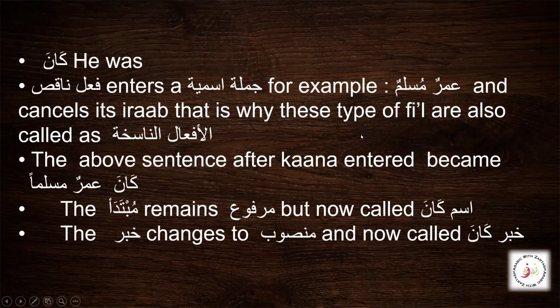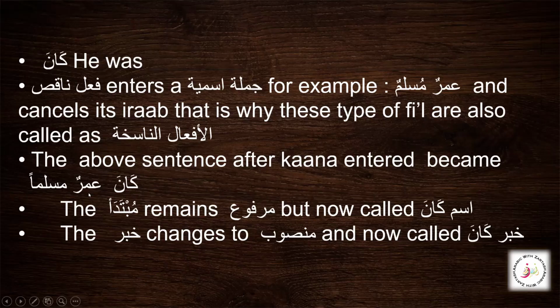So the above sentence, Umarun Muslimun, when kana enters it, will become Kana Umarun Muslimanan. Here you see the change in their i'rab. So how are we going to call them? The mubtada, this is Umar, remains marfu, Umarun, but now is called the ism of kana. And the khabar changes to mansoob and is now called the khabar of kana. And now you see the change: the khabar is changed from the rafa state to the nasab state.